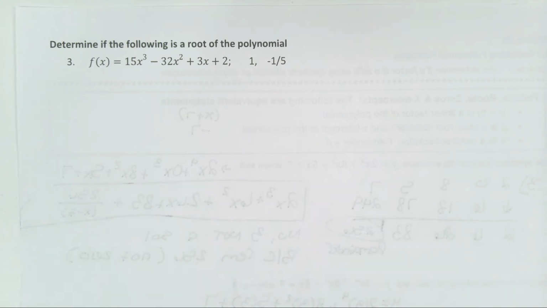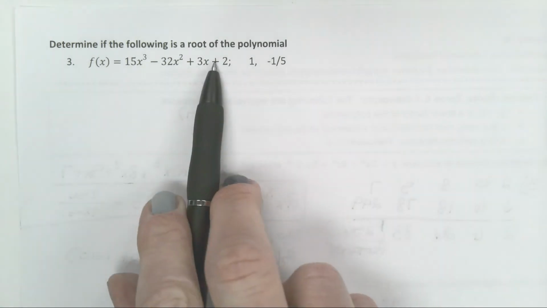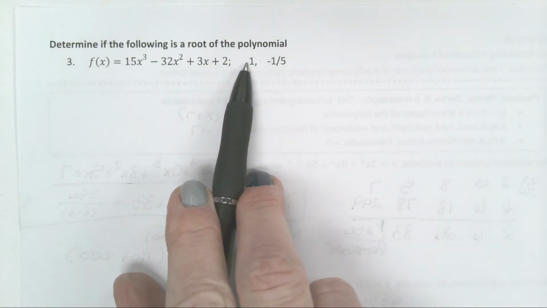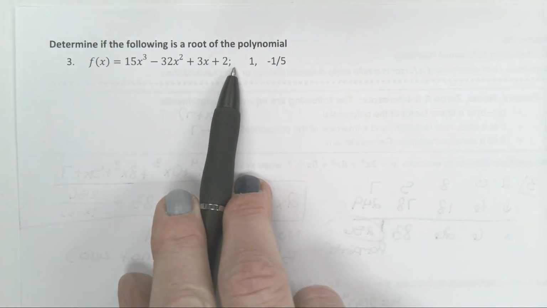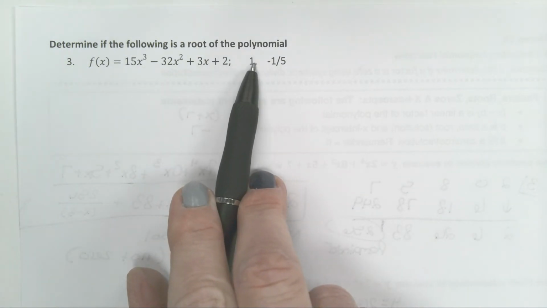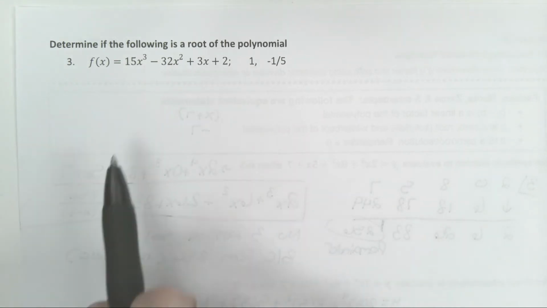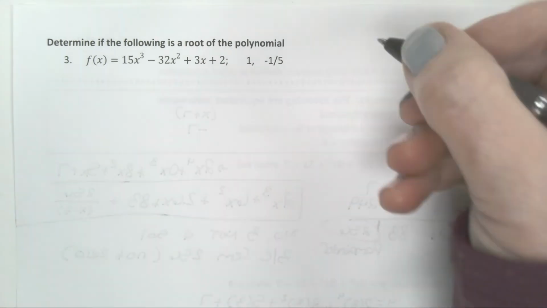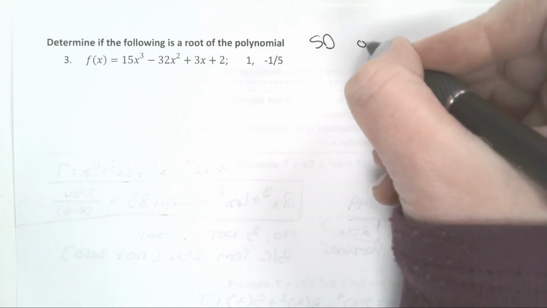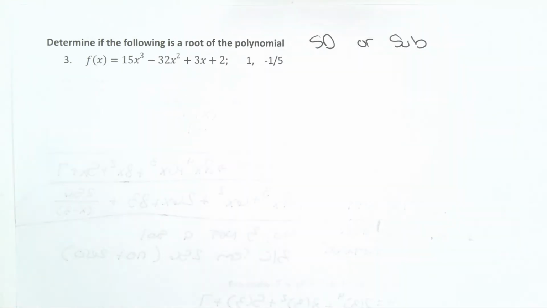On the back side, I want to determine if the following is a root solution x-intercept of the polynomial. So when it gives it to you like this, that is just the number that you use. So if you just have to determine if it's a polynomial, you could either use synthetic division or you could use substitution. Either method works.